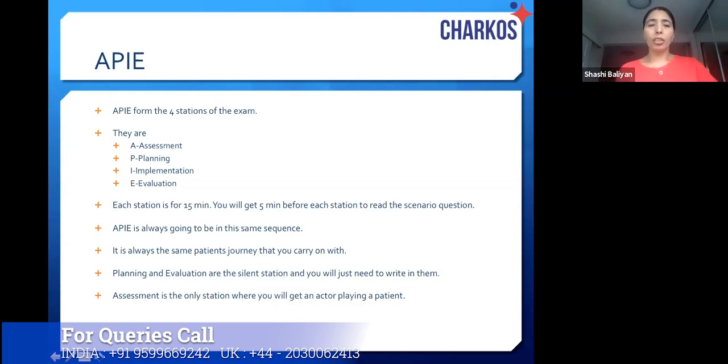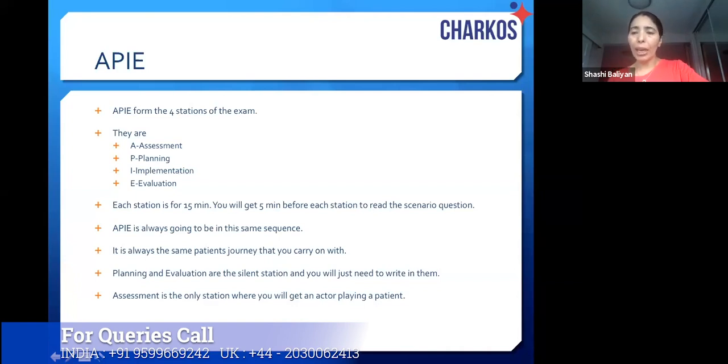Each station in APIE is 15 minutes. Before you enter the cubicle, you will be given 5 minutes to read the scenario, so that you know what scenario it is. Then, after 5 minutes, once you have understood what the question and the scenario are, you go into the cubicle and do according to the question.